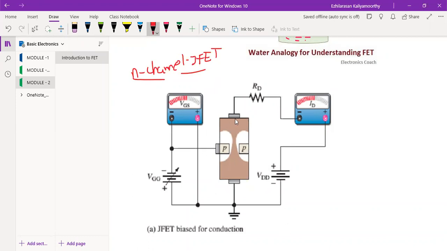Now you can see this is one construction of JFET we are having. We have this terminal. What is this terminal? This terminal is nothing but the gate terminal. This terminal is nothing but the source terminal.